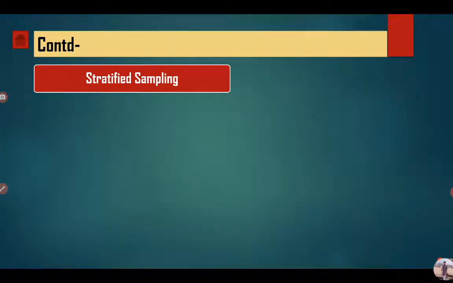Stratified sampling technique. A stratified sampling technique is done when the population is heterogeneous and large. In that case, the researcher divides the population into homogeneous strata on the basis of some relevant characteristics, suppose age, sex, religion, education, which might have influence on the outcome variables.